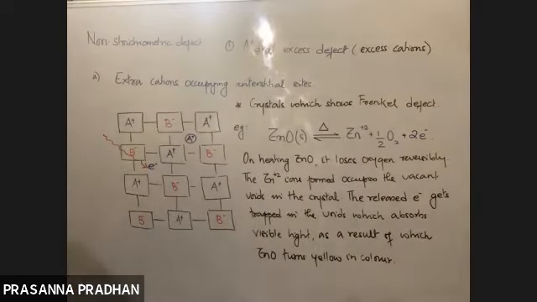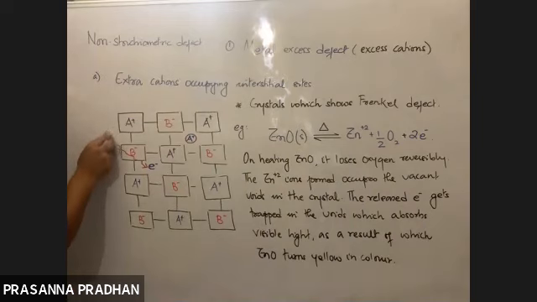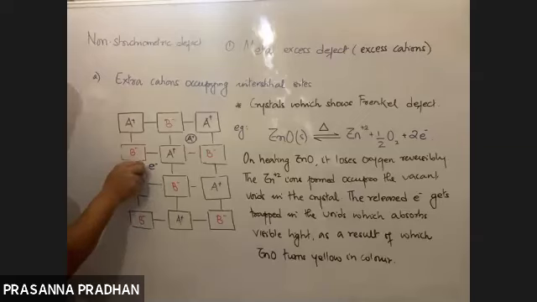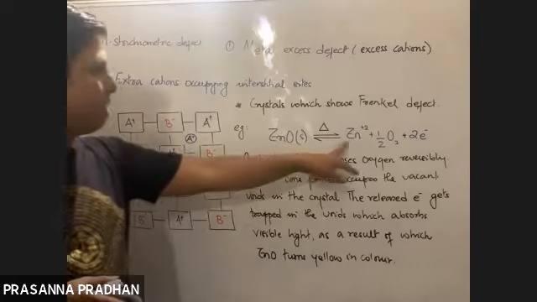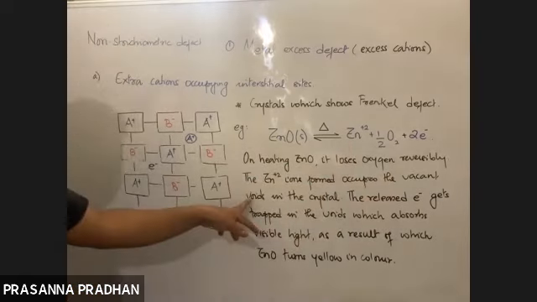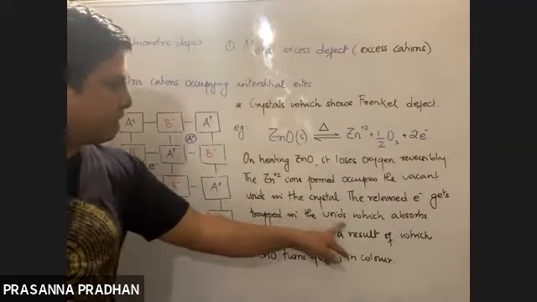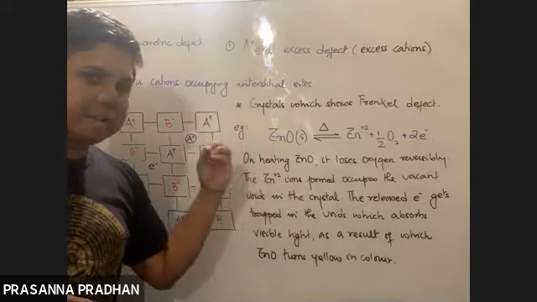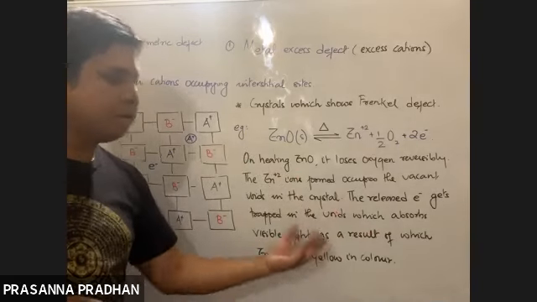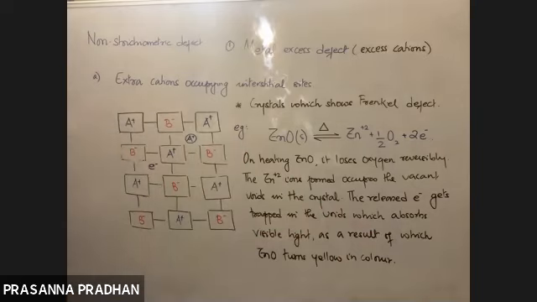Okay, so one type of non-stoichiometric defect is due to extra cations occupying the interstitial positions. Okay, number one. And this question is very important. Sir, what is that the zinc ions formed? The zinc ions formed occupy the vacant voids in the crystal. The released electron gets trapped in the voids which absorbs visible light, and as a result of which they appear colored. Okay.